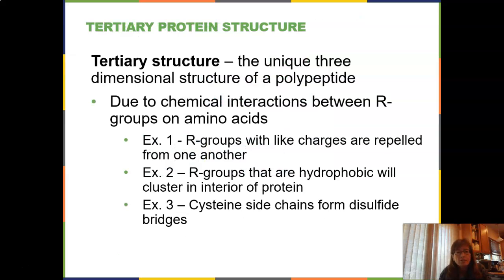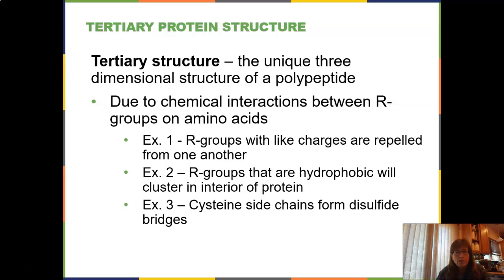The third level, tertiary, so tertiary means third. We have primary, the string of amino acids joined by peptide bonds. Secondary, we have either the beta pleated sheets or the alpha helices formed by hydrogen bonds. And now we have the tertiary, which is the next level. Those first two happen first, and now this one would happen. And what this does is it really changes the shape of this protein, this polypeptide.